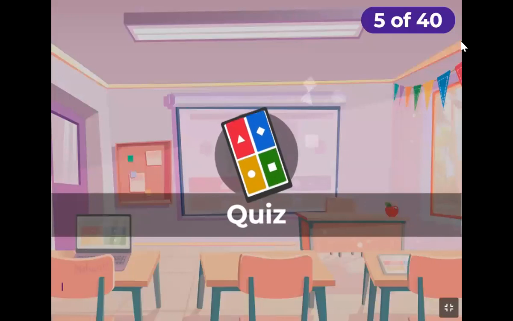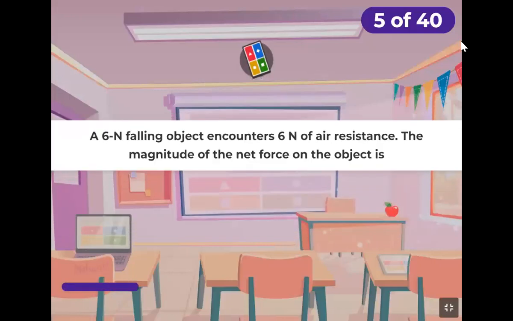Points. A 6 Newton falling object encounters 6 Newtons of air resistance. What is the net force?